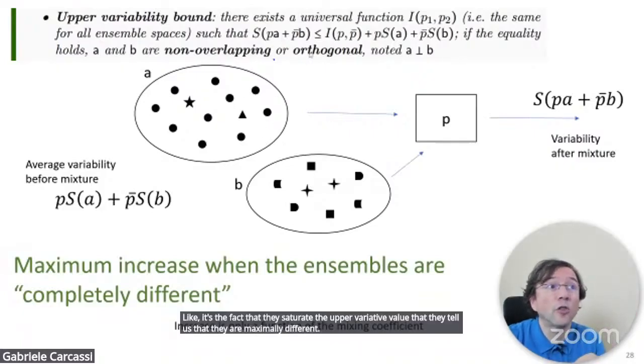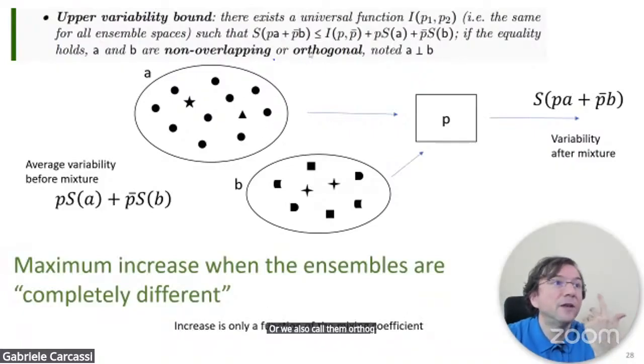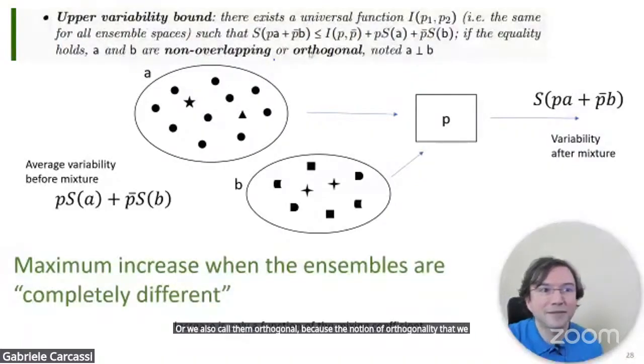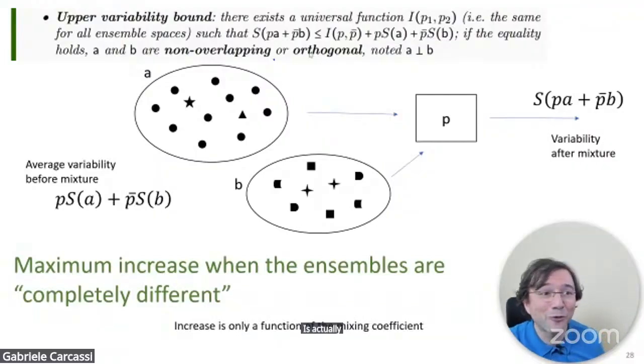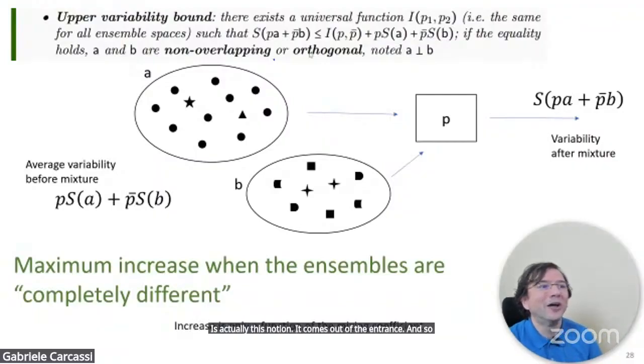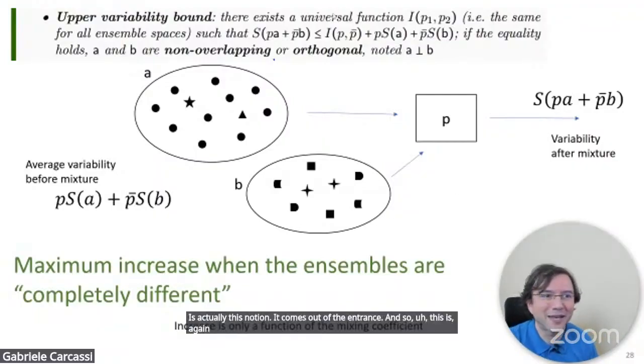Or we also call them orthogonal, because the notion of orthogonality that we have both in classical mechanics and quantum mechanics, in all the vector spaces that we really need, is actually this notion. It comes out of the entropy. And so this is, again, something that can be fully justified by the fact that we know that there is a variability.